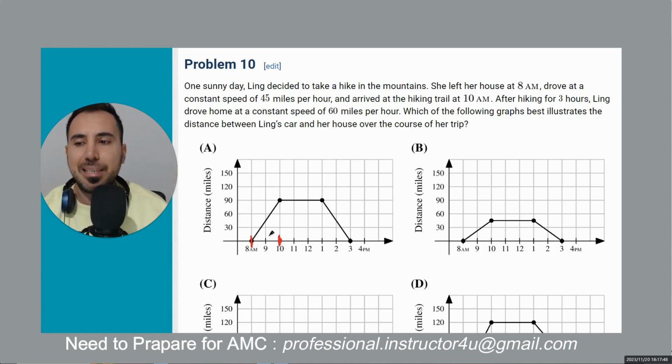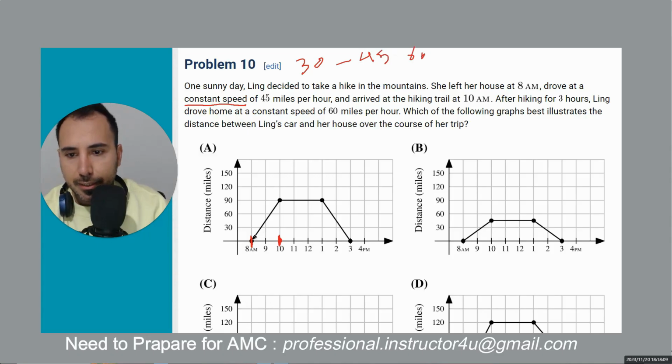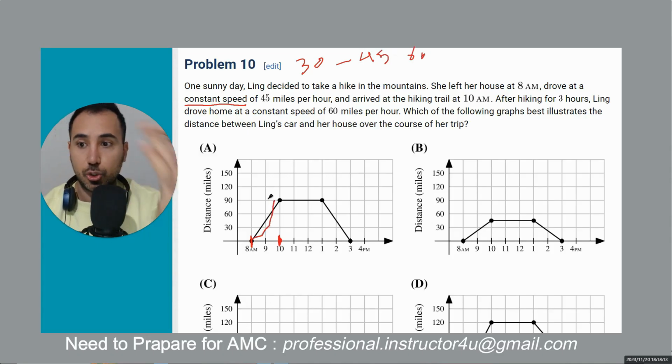Remember, speed is the slope of the line. When it says constant speed, that means the slope is not changing. As you see in all of these cases, slope is not changing. If the speed was a little, like 30, then 45, then 60, then it would become something like this. First a little, then like this, then like this. The slope would change.